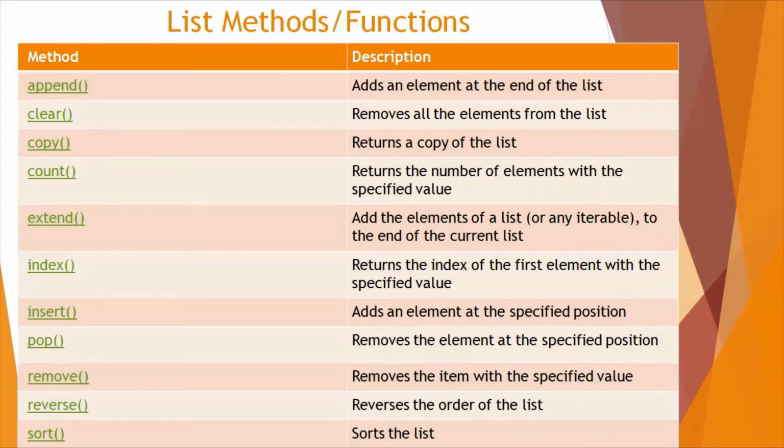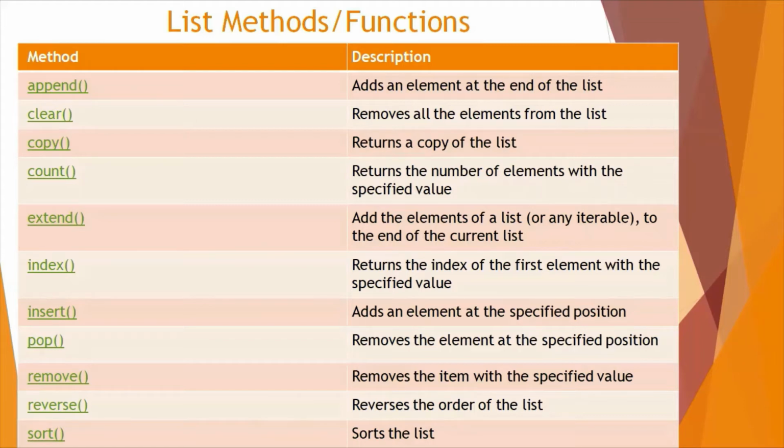So these are the list methods or functions. Append adds an element at the end of the list. Clear removes all the elements from a list. Copy returns a copy of the list. Count returns the number of elements with a specified value. Extend adds the elements of a list or any iterable to the end of the current list. Index returns the index of the first element with a specified value. Insert adds an element at the specified position. We will give the position in our function.